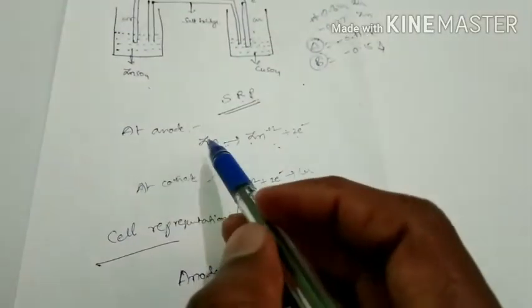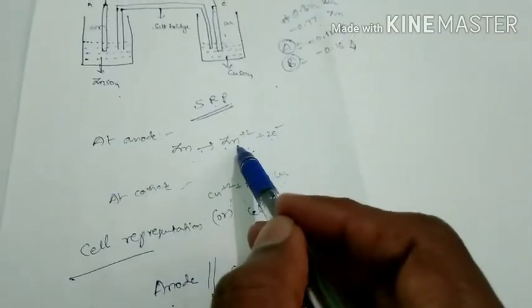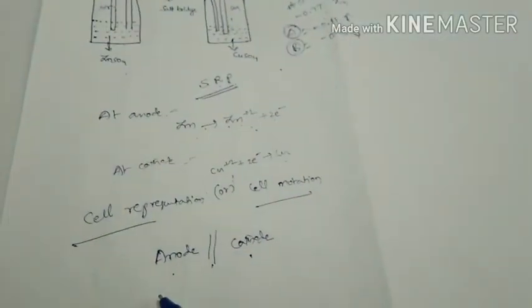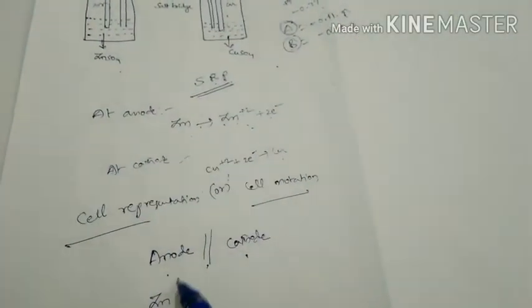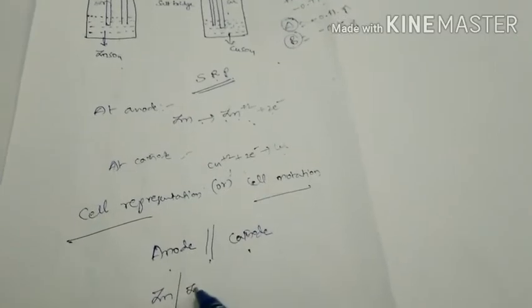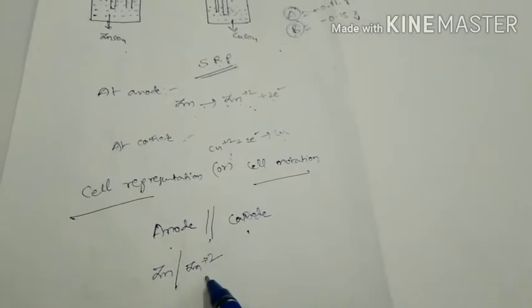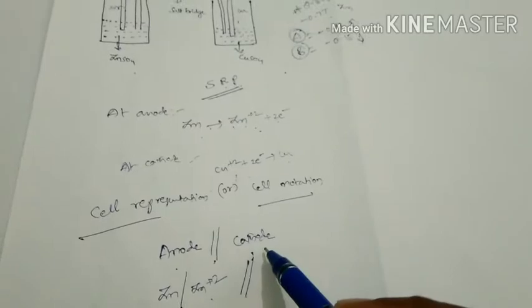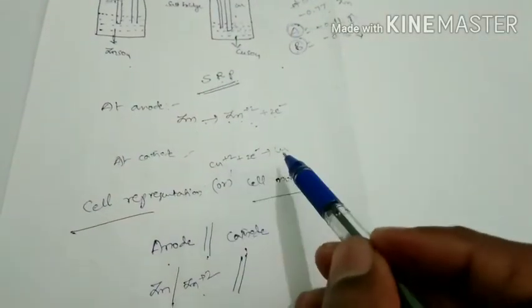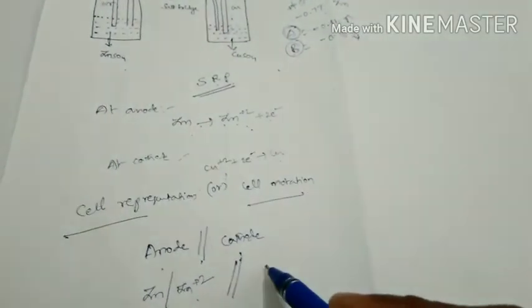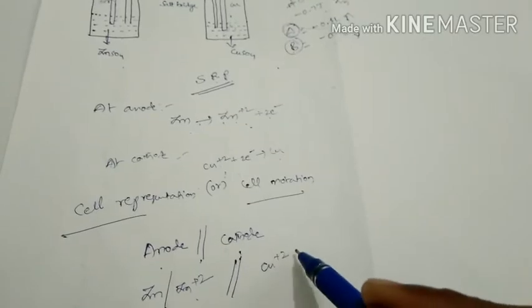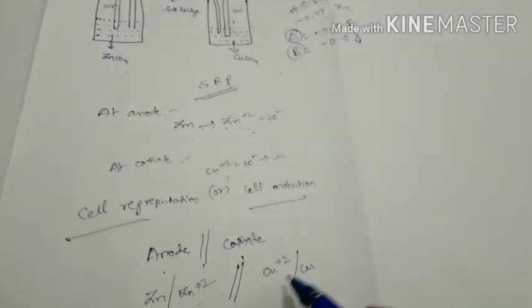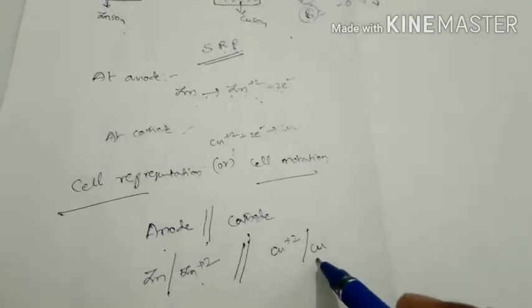So at anode zinc is converted into Zn plus 2, so you should mention it like that, Zn slash Zn plus 2, not a double slash here. This indicates that zinc is converted into Zn plus 2 ions. At cathode, Cu plus 2 ions are converted into Cu. You should mention it like that, Cu plus 2 slash Cu. This indicates that copper ions are converted into copper.